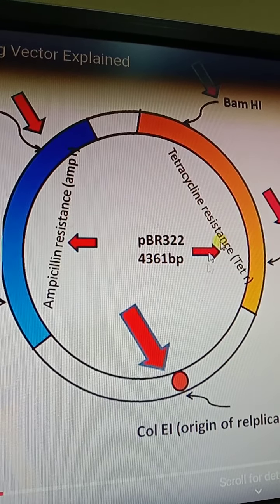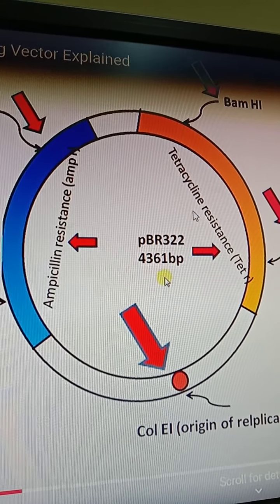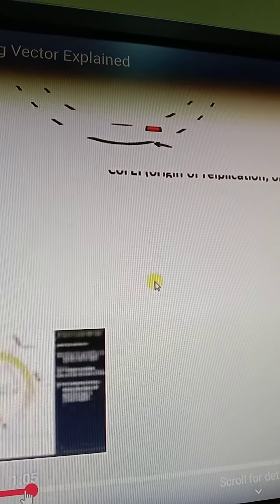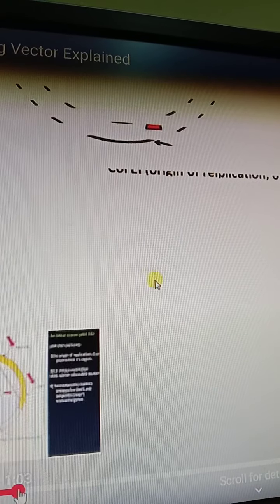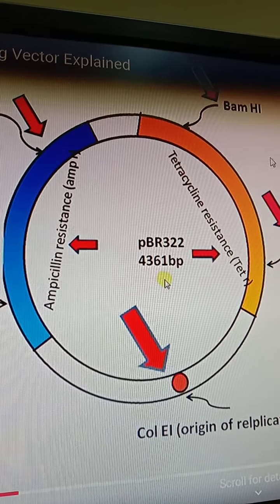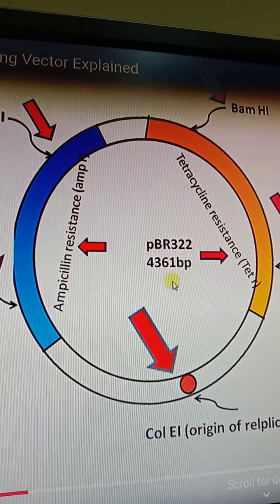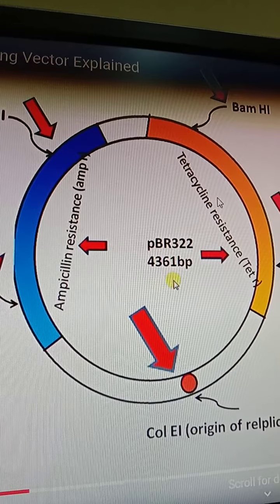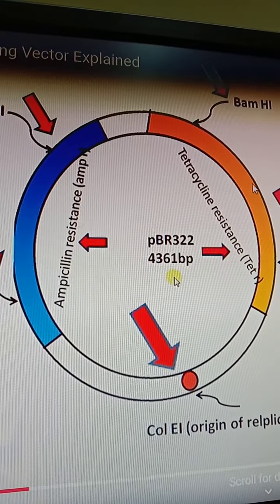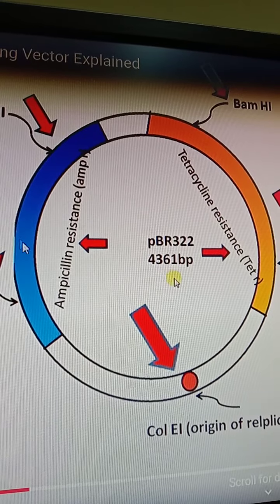Okay, and then another important component that should be there in the vector is selectable marker genes. Selectable marker genes are specific marker components that should be present inside the vector, and that will be recognized in the host cell. So this will act as a signal whether the vector is present inside the host cell or not. The first thing is that selectable markers will give a signal whether the vector is present or not, and the second thing is they also give a signal whether your gene fragment is inserted into the vector or not.